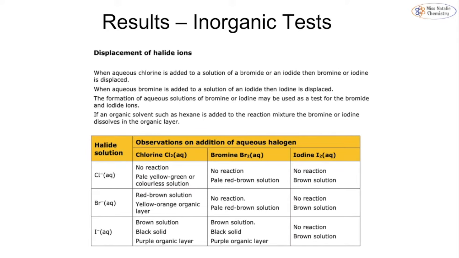We can also identify the halides using displacement reactions. Of course, the reactivity is going to decrease as we go down the group. So a more reactive halogen is going to displace a less reactive halide. So we would see something, for example, like chlorine displacing something like iodide. Whereas we would not see the iodine displacing chloride. So we have to look at the reactivity there. And we can add our organic solvent, such as hexane or cyclohexane, and we get the dissolving in the organic layer, so we can see the colour nice and easily.